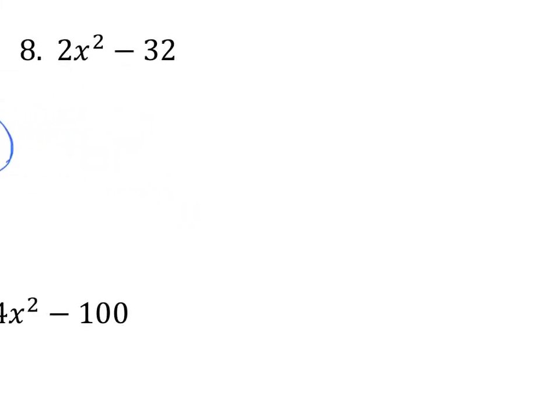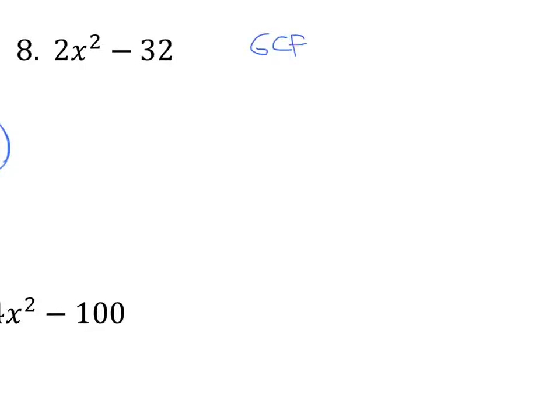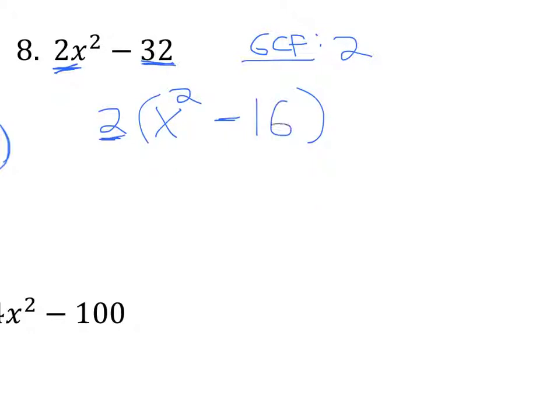Okay, 8, again, I asked myself, is there a GCF? There is in this case. I have 2 and I have 32. The biggest number that goes into each is 2. So let's pull out the 2. I'm going to have this minus. 2 divided by this 2 is 1, so I just have x squared. 32 divided by this 2 is 16. So I have x squared minus 16.